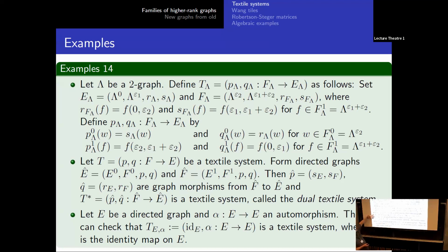And then there's a notion of a dual textile system. So basically you can jumble up F and E. You can put the vertices together and the edges together and use P and Q as the source and range maps, that directed graph. And then R and S become the morphisms. So this is what's called the dual textile system. And basically what it does, thanks to Elizabeth for getting me right, is take that square I've told you and flip it around the diagonal.